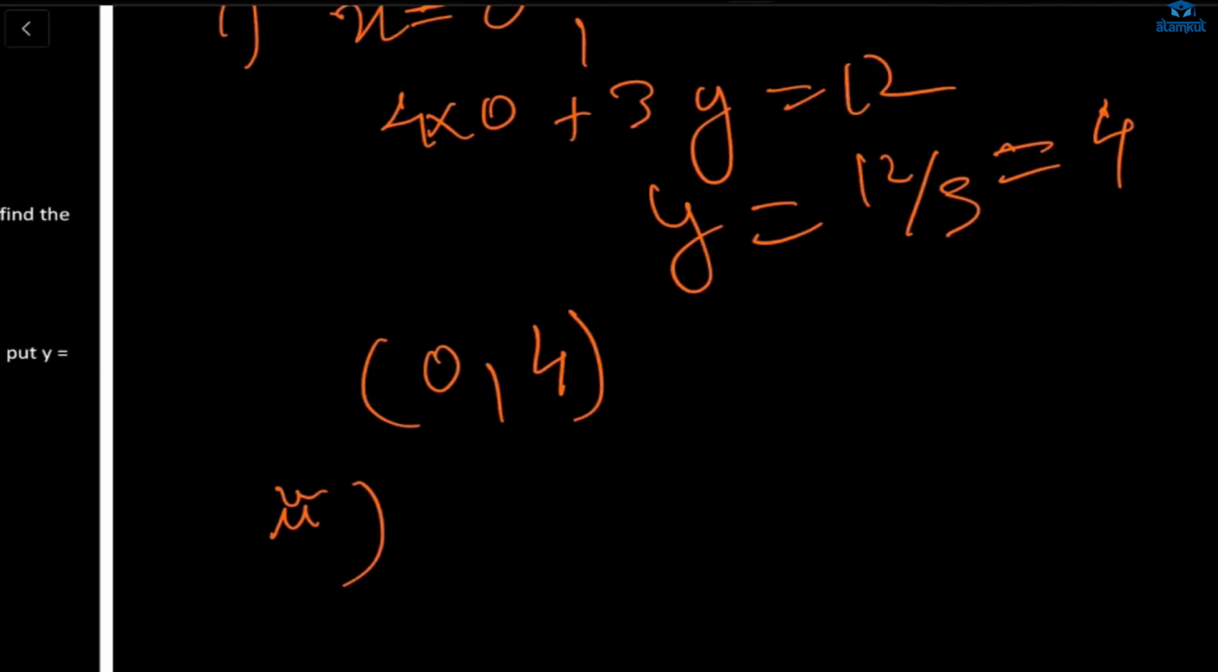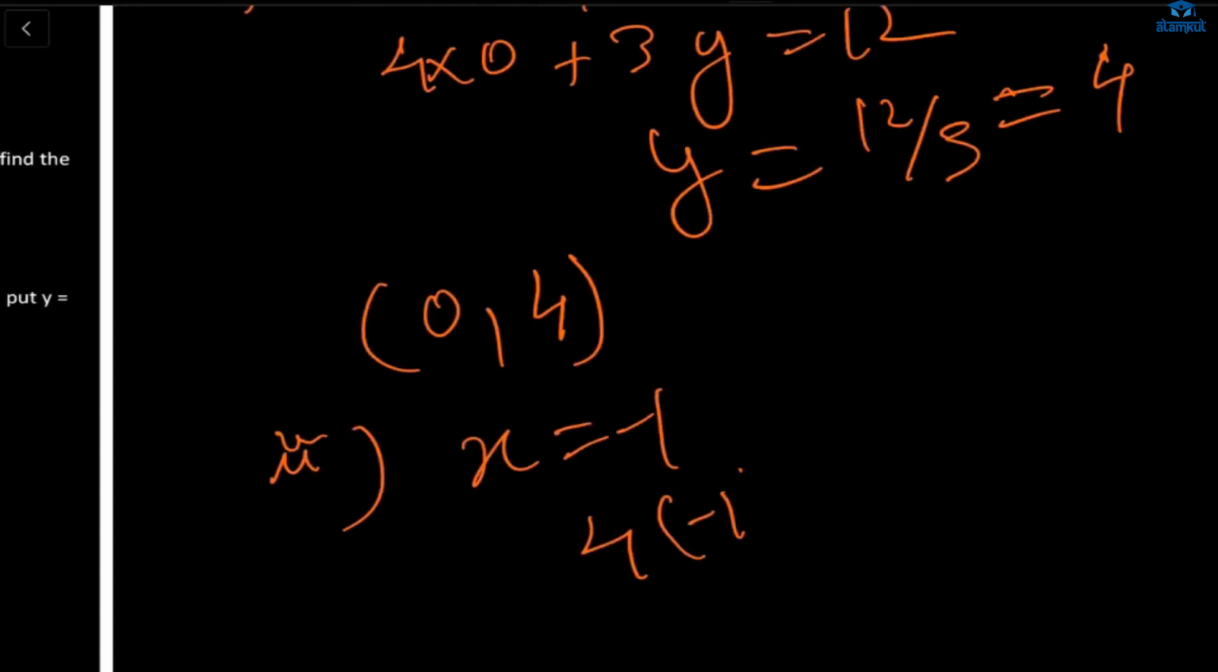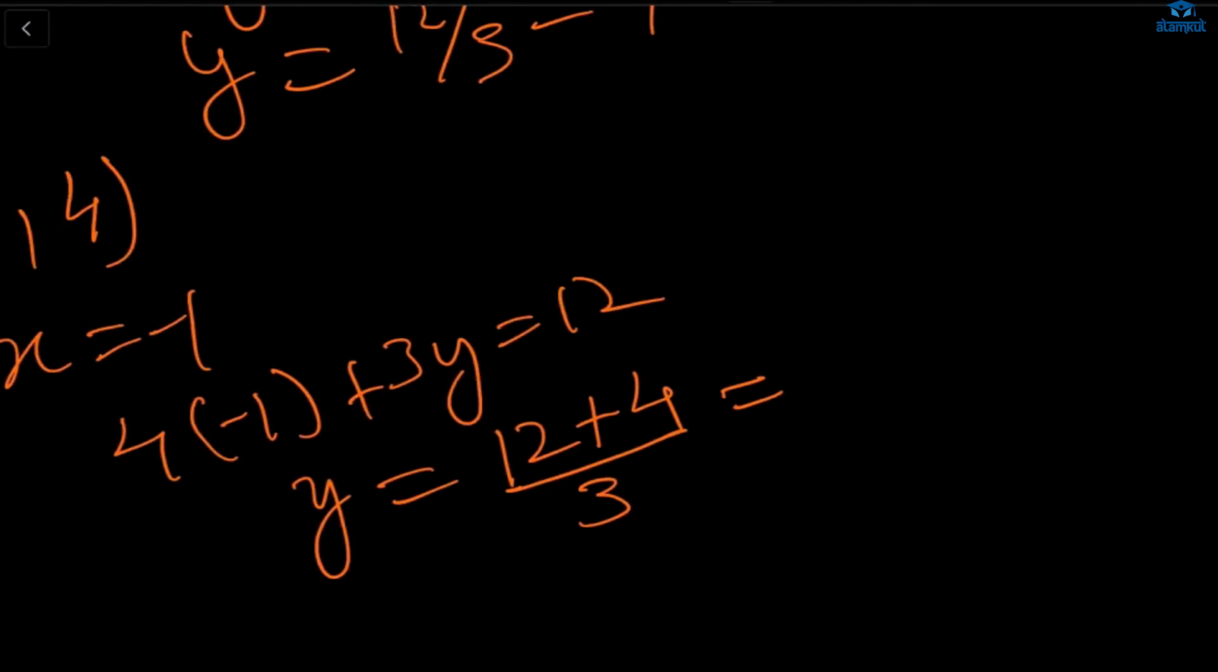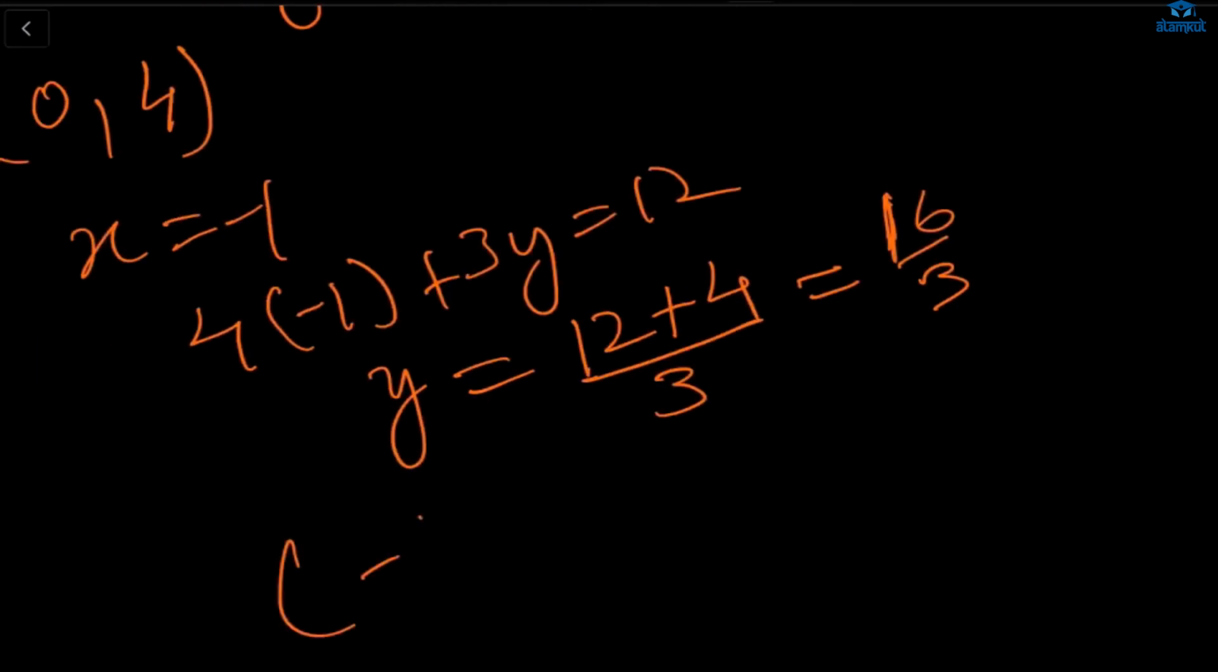Now Arham, have you decided what will be the value of x? Yes, I got it, -1. Okay, so it will be 4 into -1 plus 3y is equal to 12. So 3y will be 12 plus 4, so y will be 16 by 3. So the point is (-1, 16 by 3).